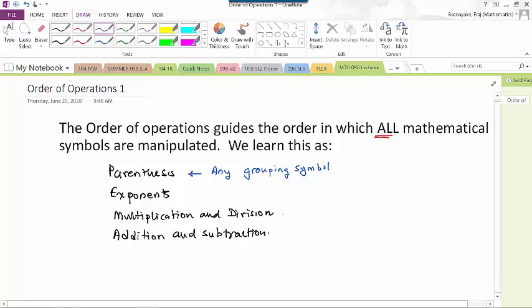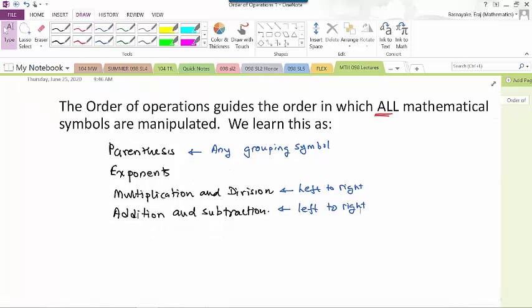It is also important to remember that addition and subtraction are both done from left to right. So if you have a choice of doing multiplication and division, well, then you're going to do it from left to right.